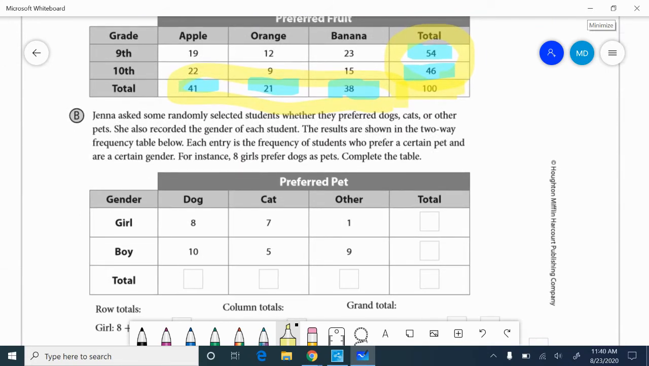Now, if we're going to look at part B, Jenna asked some randomly selected students whether they prefer dogs, cats, or other pets. She also recorded the gender of each student. The results are shown in the two-way table. In the two-way frequency table below, each entry is the frequency of students who prefer a certain pet and are a certain gender. Okay, so we're looking at dogs and cats and boys and girls. So what do they prefer?